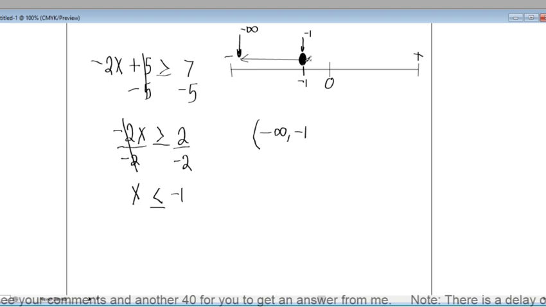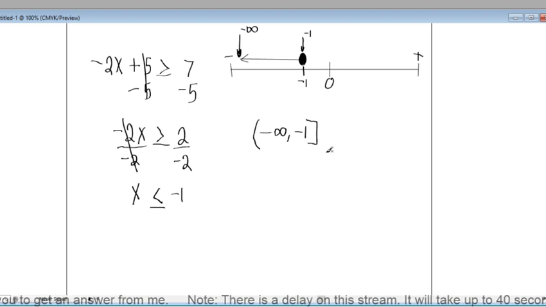Negative 1, can we be equal to it? Yeah, our solution set says that we can be smaller or equal to negative 1. So we will use a bracket to show that we can be equal to it.